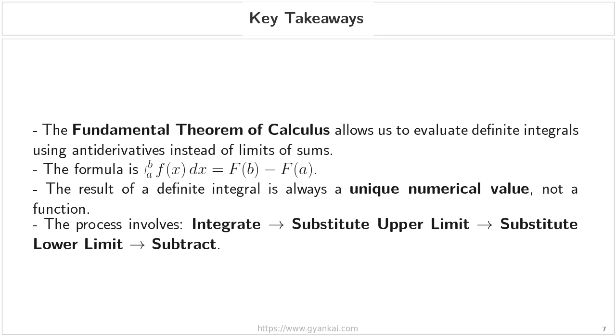Finally, let's quickly run through the steps one more time to make sure it's all crystal clear. The process is straightforward. First, integrate: find the antiderivative of the function. Then, substitute upper limit: plug the value of b into your antiderivative. Next, substitute lower limit: plug the value of a into your antiderivative. And finally, subtract the result of the lower limit substitution from the result of the upper limit substitution.